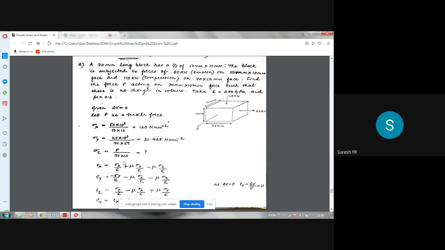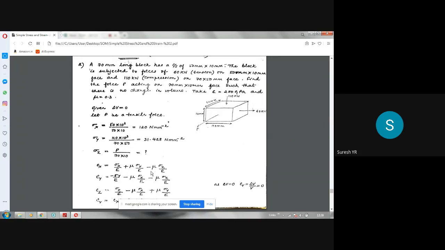For example, here sigma x by E. Sigma x is tensile, this 120 is tensile, so therefore it is positive. Sigma x divided by E gives the linear strain, stress divided by Young's modulus. Now in y direction it is compressive. Therefore in the x direction it becomes tensile. We are writing in x direction. So y direction it is compressive, x direction it is tensile. Therefore you have to write plus here. Plus mu times sigma y by E. Only this plus or minus sign is very important.